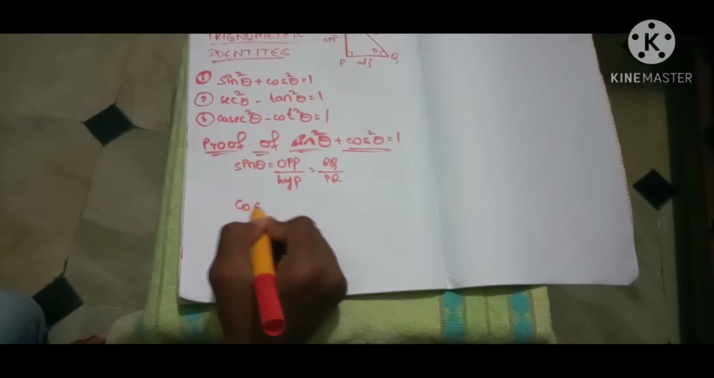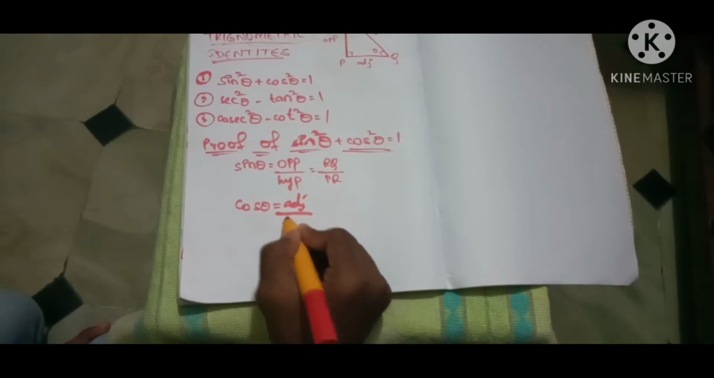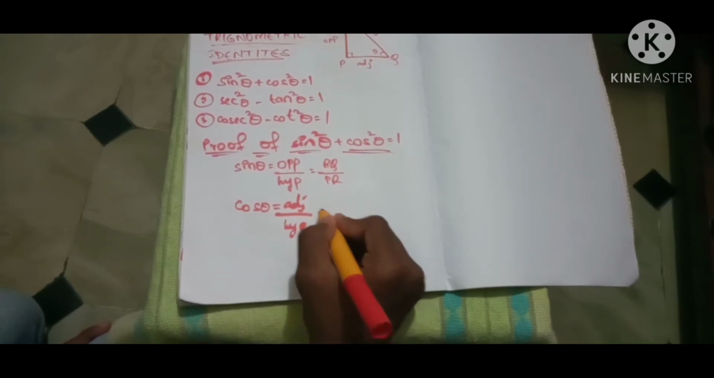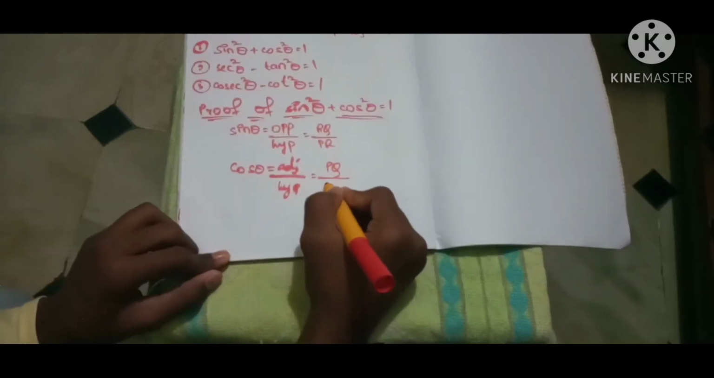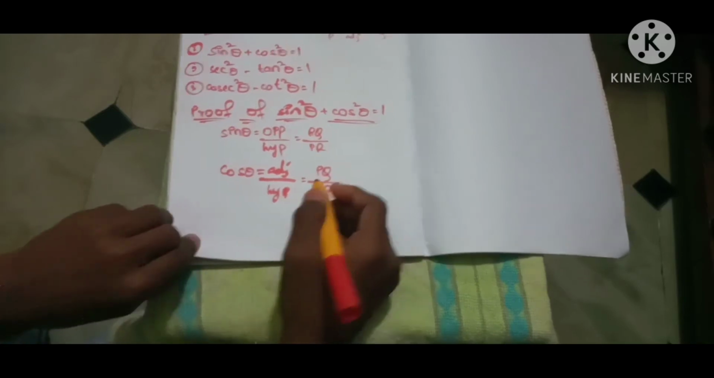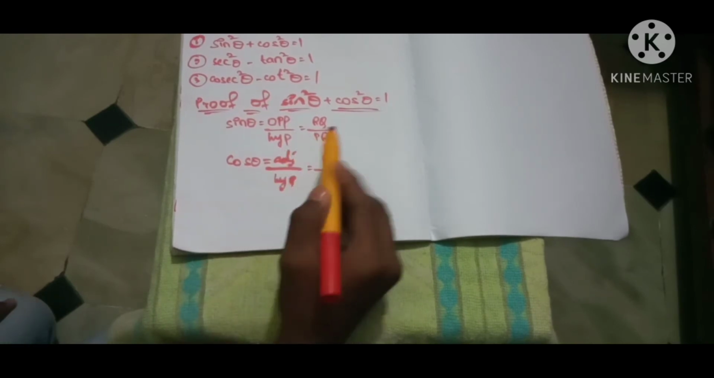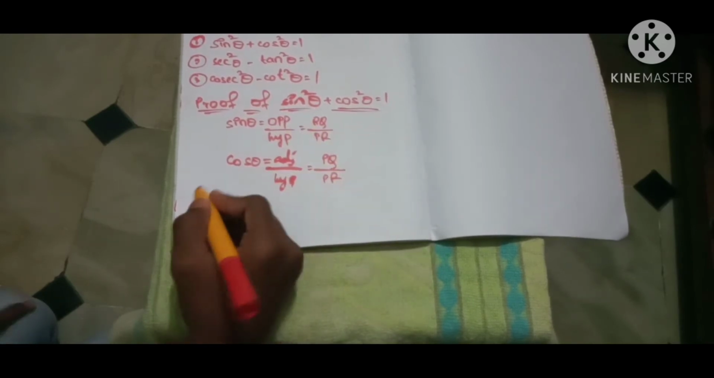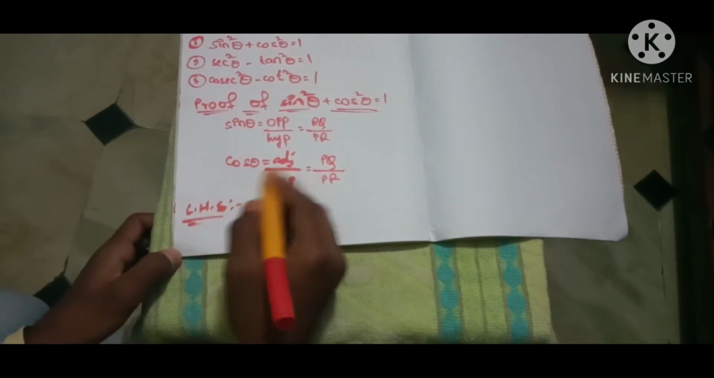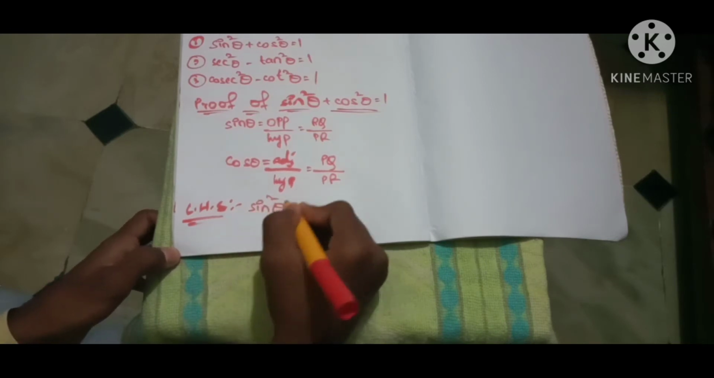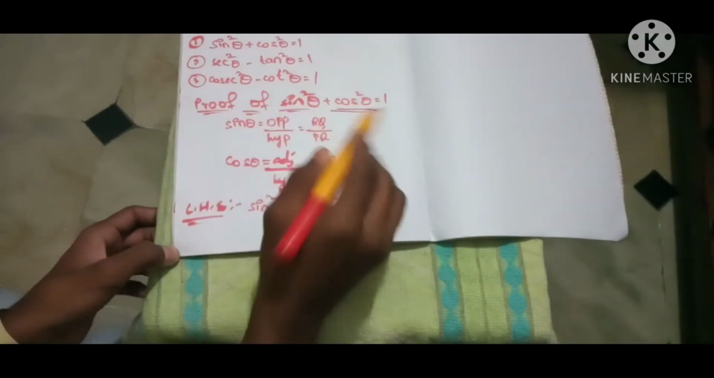And now cos theta. Cos theta is equal to adjacent by hypotenuse, meaning PQ by PR. And now we are going to prove this formula. We take the LHS. What is the LHS in this formula? LHS is sin square theta plus cos square theta. This is the LHS in this identity.